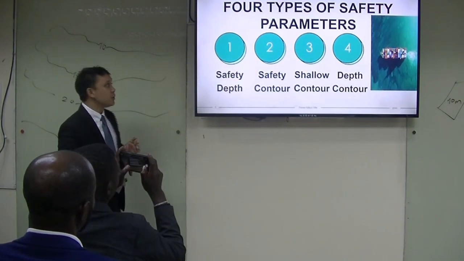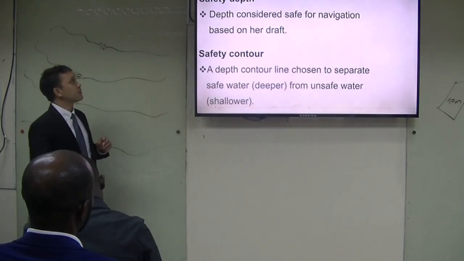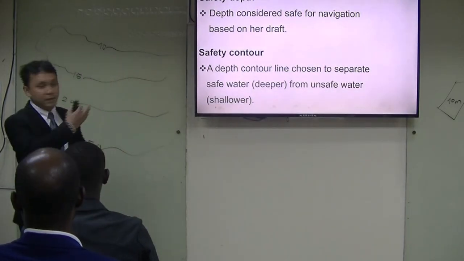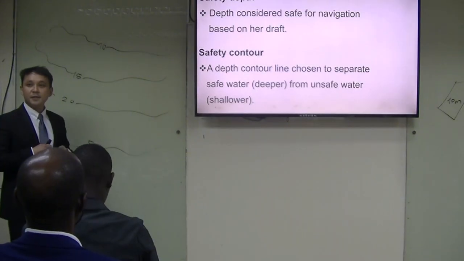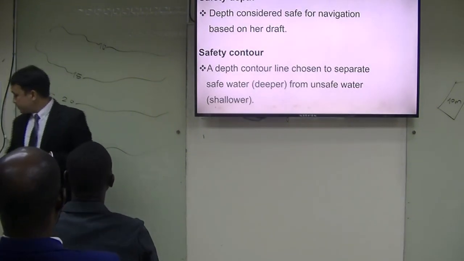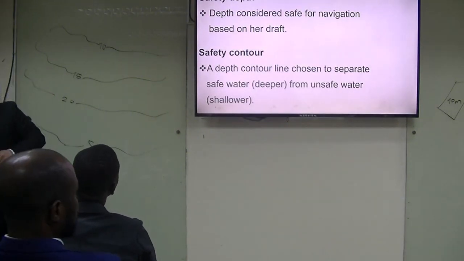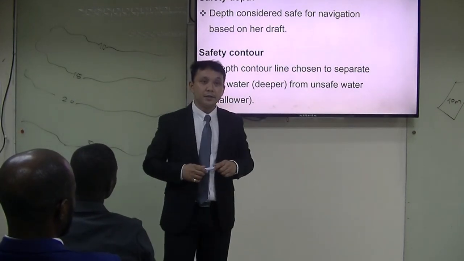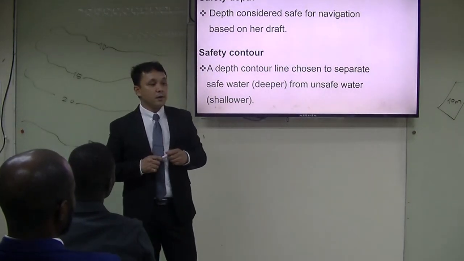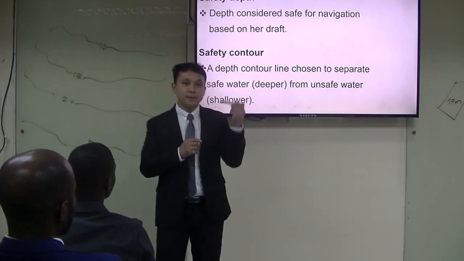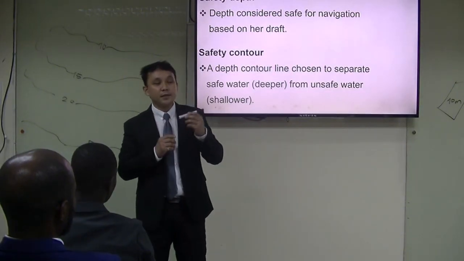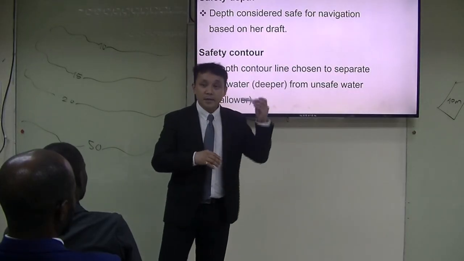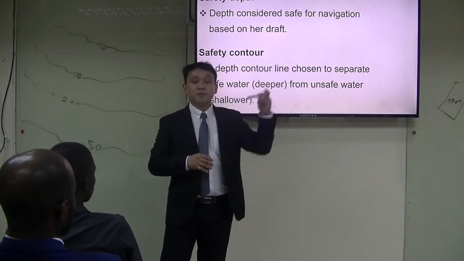And I will explain to you what is safety depth. So, Sir Jolly, could you please read safety depth? Safety depth: depth considered safe for navigation based on her draft. So as explained, based on her draft. For short, the safety depth is the least depth at which the vessel may pass safely. The lesser the depth, the more dangerous the passage. The higher the value of depth, the safer.